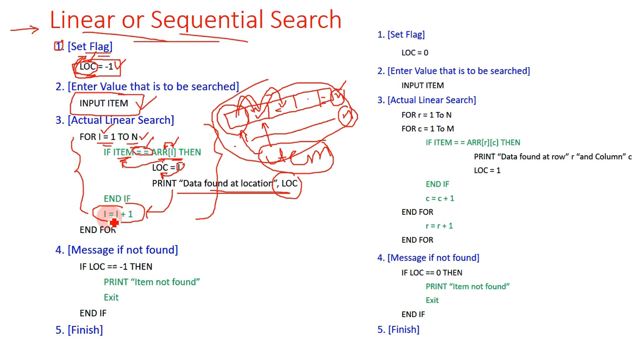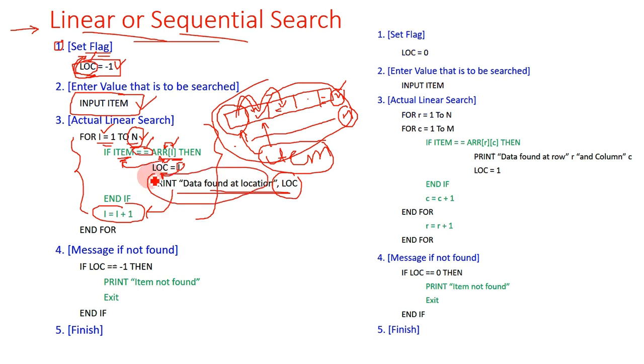So I will be incremented from 1 to 2. Again 2 is less than or equal to n, which means this loop will go till the last value of the array. If item is equal to the second location of the array, then a message will be displayed that the item is found.